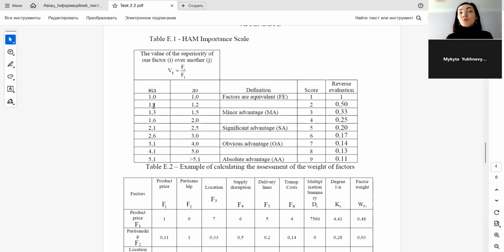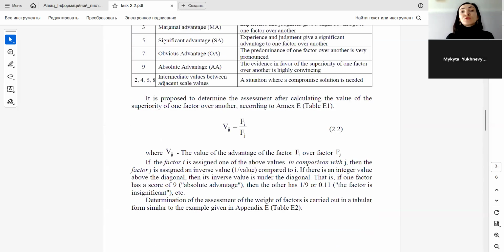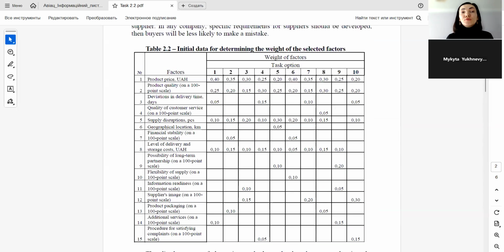E.1, for example, from 1.1 to 1.2, and we have the score in the line because we find the difference between factor 1 and factor 2. The score first we put on the line, the reverse evaluation we put on the column for the same factor 1 and factor 2. So now we try to do it. For example, for your variant, if you want, we could find table 2.2 with the weights of every factor. Let's use the first variant as an example, because it is useful and simple to find this meaning now.